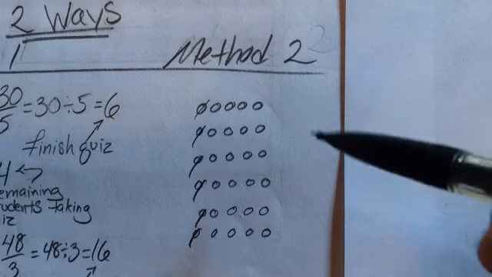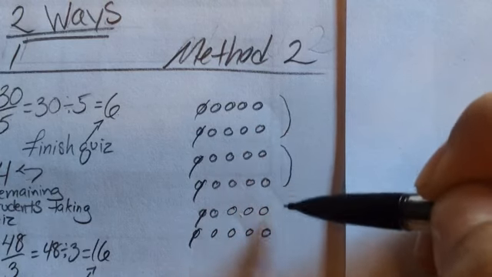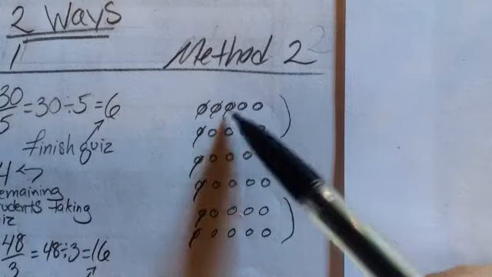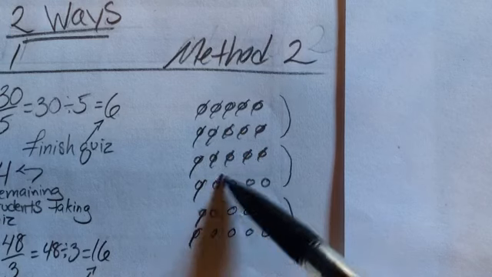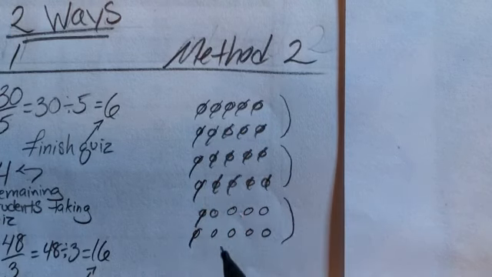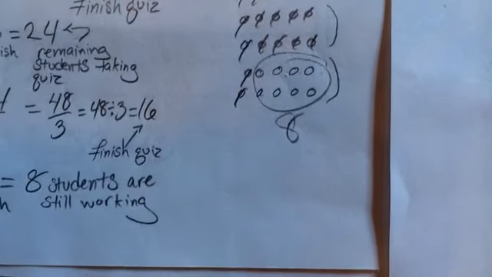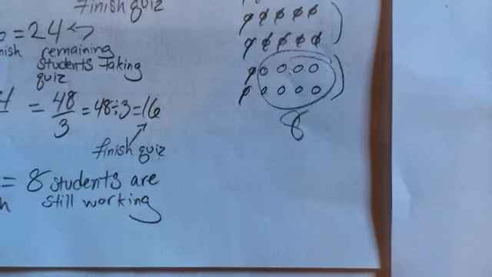Well, that's easy too because I have 6 rows, right? So I can divide, this is 1/3, this is 1/3, and this is 1/3, right? So cross out 2/3 of the remaining students who finished the quiz. How many are left? 1, 2, 3, 4, 5, 6, 7, 8. 8 students are left. We end up with the correct answer either way we choose to figure it out.